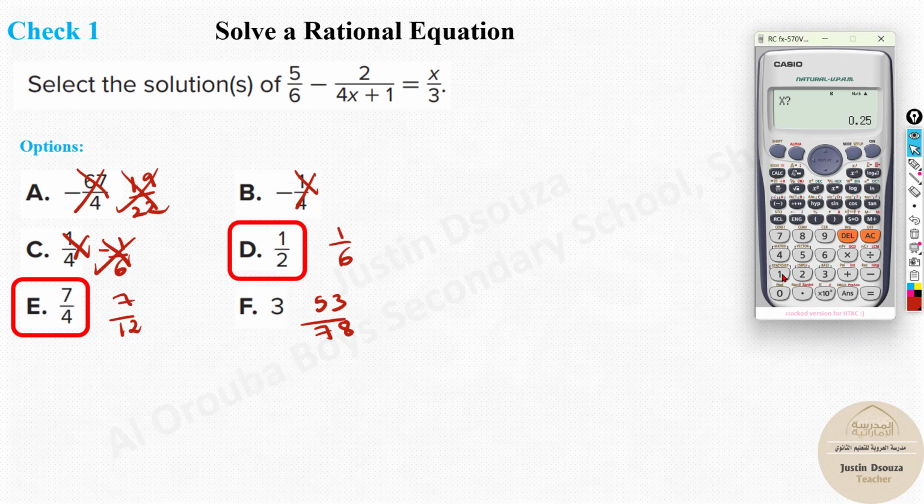Let's go to the next one. Calc at 1 by 2 or 0.5. Look at this. It's 1 by 6, 1 by 6. Both the sides match. This is yes, correct. What about the other side? Other answer? Calc 7 divided by 4. Again, these both match. You can see it's 7 by 12, 7 by 12. So these both are the answers.